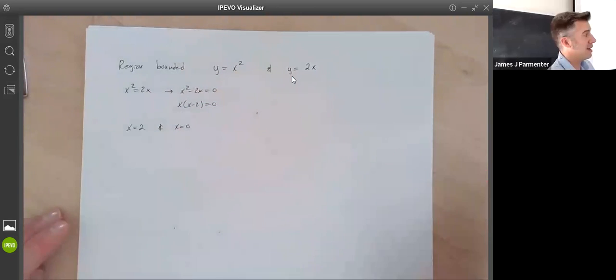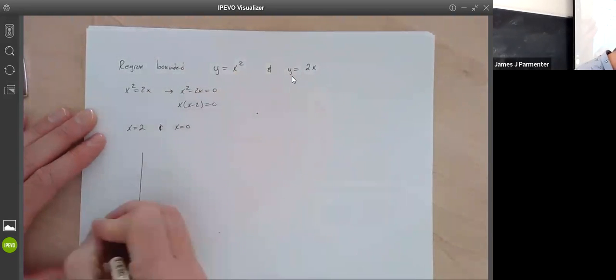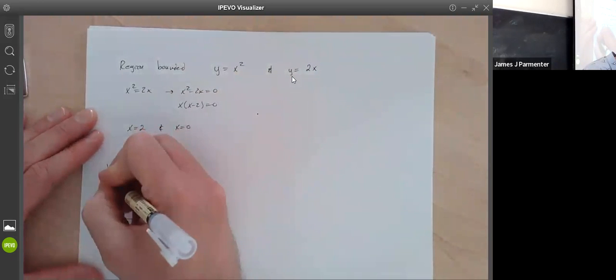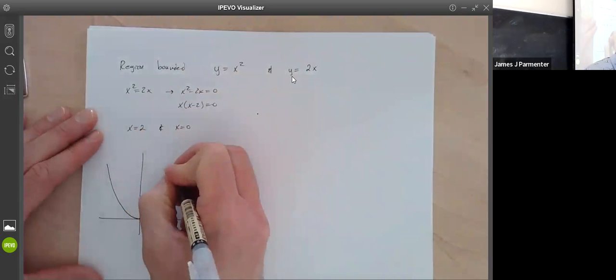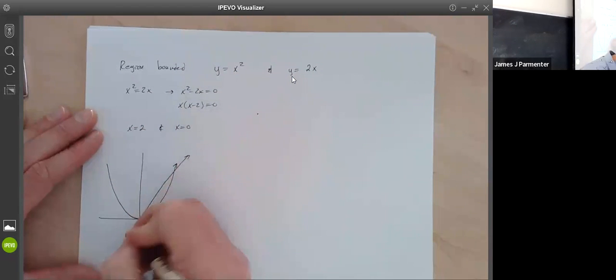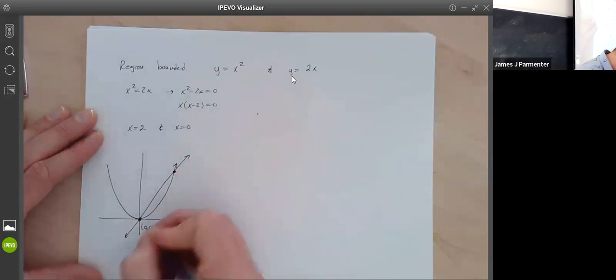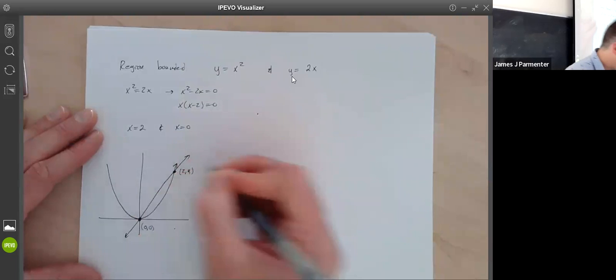So if I was going to try and write this region using a double integral, I could do it using vertical or horizontal cross sections. So let's draw it. Good drawing, he says to himself. So those are my points. Here's the point 0, 0. Here's the point 2, 4.